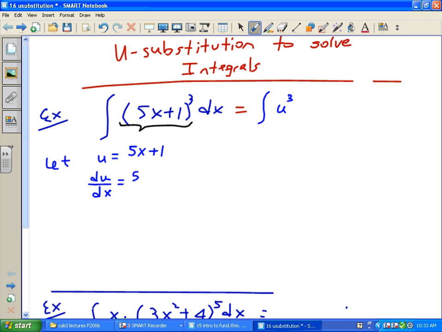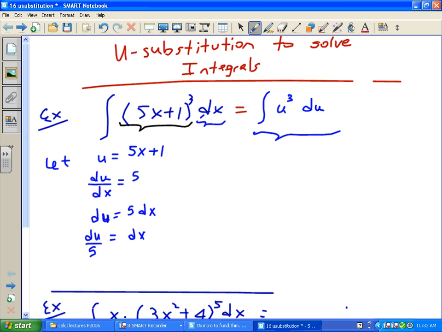Why did I find du/dx? Because I need to know what dx is in terms of du, because I need to get rid of this dx over here. Again, this may look a little bit weird because we've never done it like this, but you can write that du is equal to 5 times dx. Du equals 5 dx. So from here, what can you tell me about dx? Du over 5. So our goal is to write a new integral that only has u's in it, no x's. So instead of dx, I'm going to write du over 5.